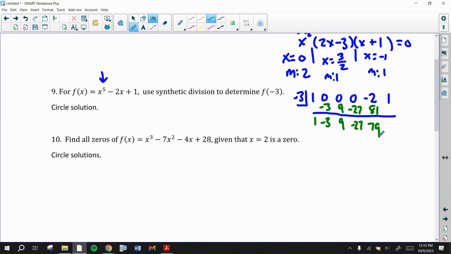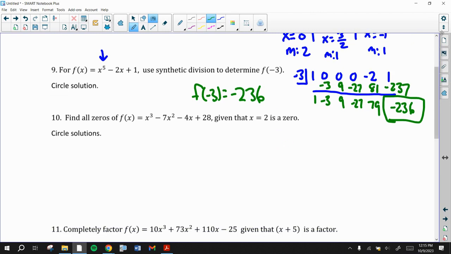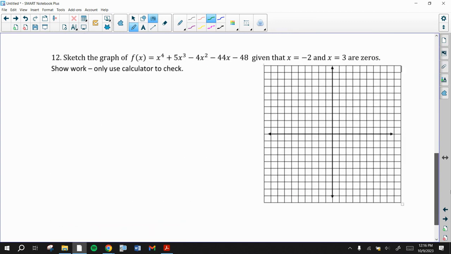Taking out my calculator here. -237, -236. So that is what f of -3 is. f of -3 equals -236. All right, moving along here. We are at question number 10.